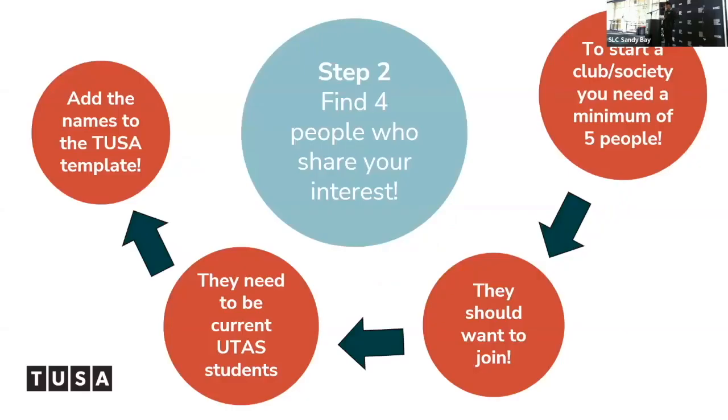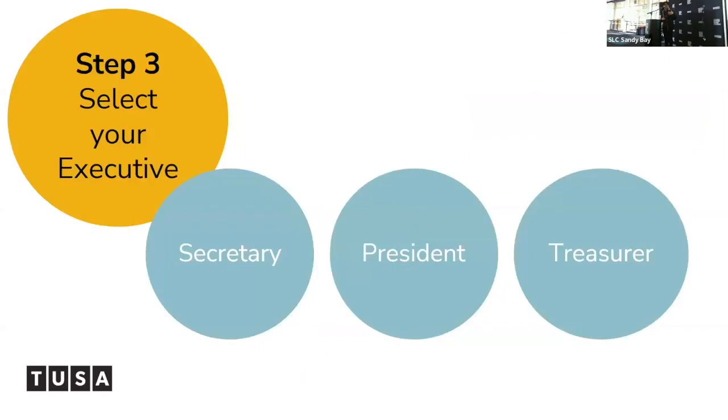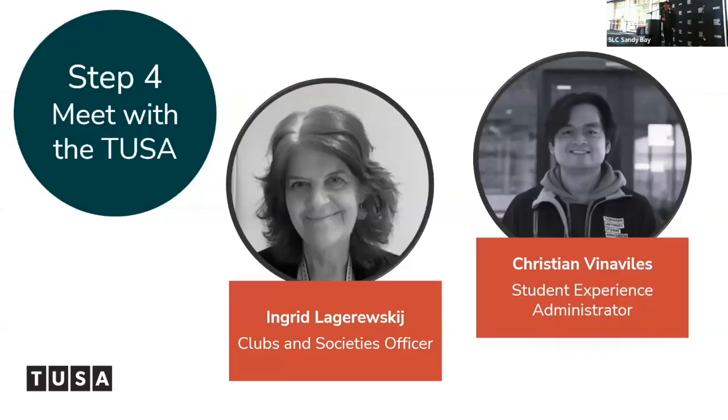Step two is about finding four other current UTAS students who share your interests. So that means it's yourself, the current student, plus four other ones. It needs to be a minimum of 5 to go through the next step. Then you select your committee: who you want to be the president, the secretary, and the treasurer. The big 3, a minimum of 3, and all of them have to be students.